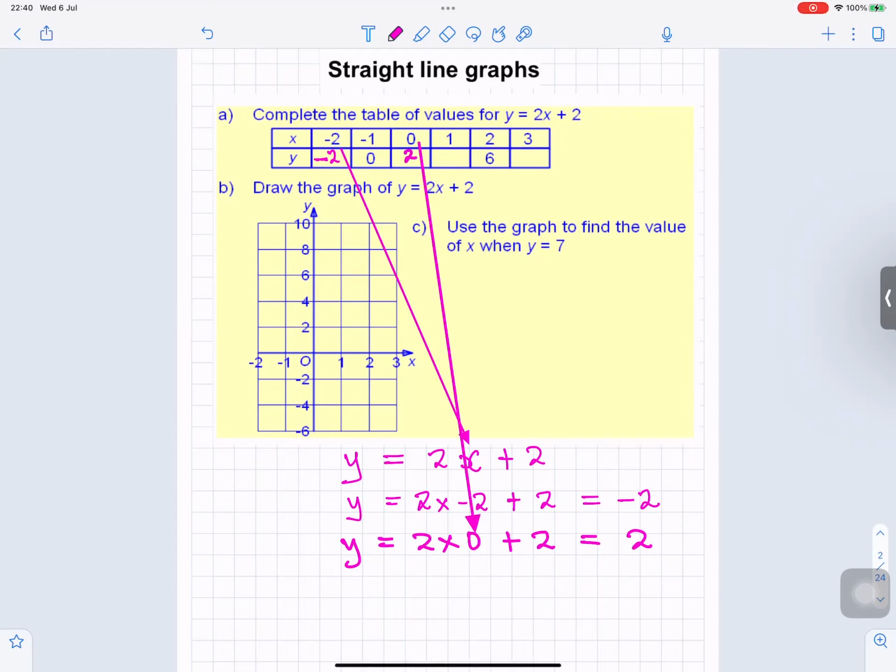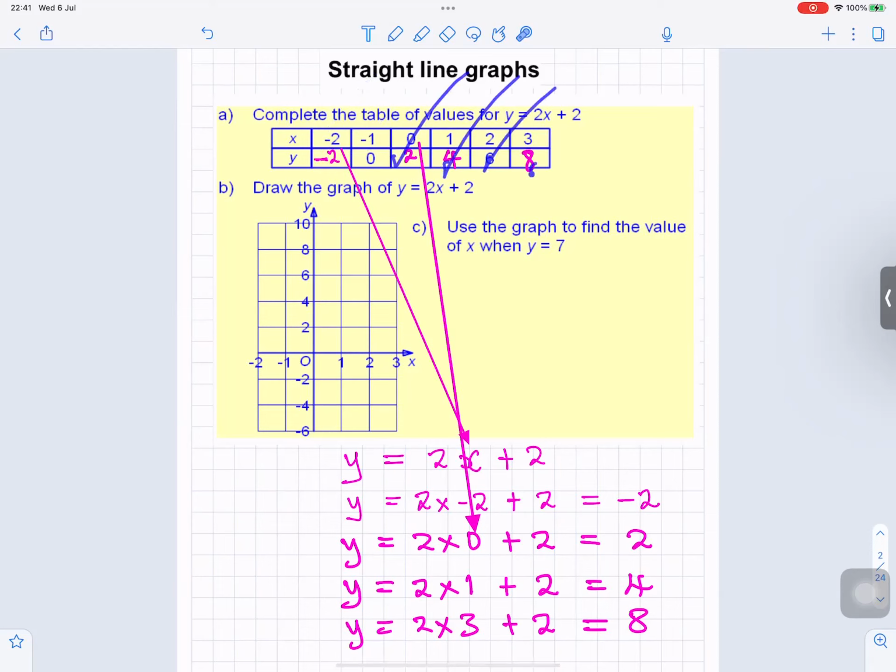The next one is 1. y equals 2 times 1 plus 2. 2 times 1 is 2, plus 2 is 4. So 4 goes in there. The next one is 3. y equals 2 times 3 plus 2. 2 times 3 is 6, plus 2 is 8. You can see a pattern. -2, 0, 2, 4, 6, 8. It's like the 2 times table.